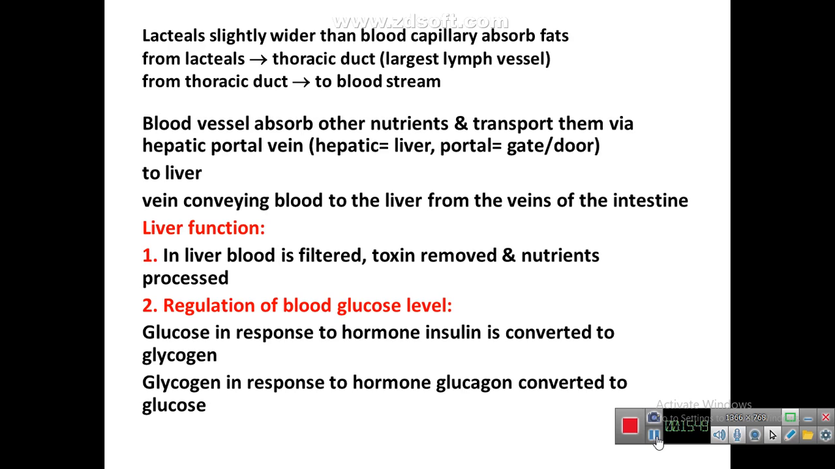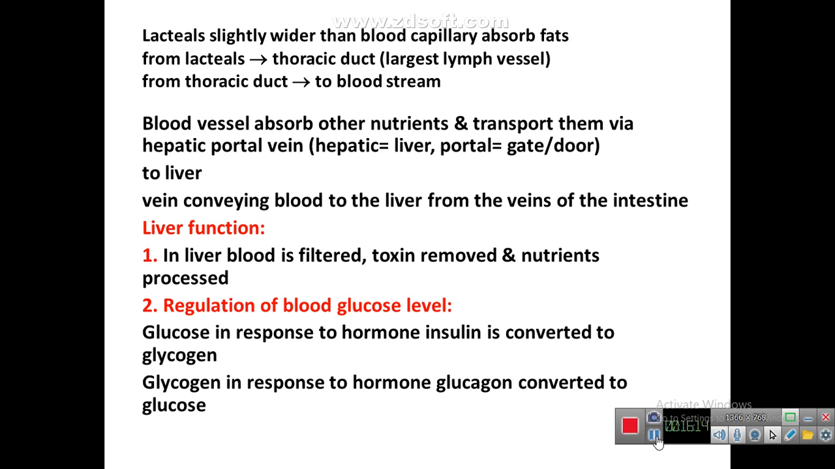As the largest artery is known as the aorta, and the largest vein is known as the vena cava, the largest lymph vessel is known as the thoracic duct. From the thoracic duct, the fat moves into the bloodstream. Blood vessels absorb other nutrients and transport them via the hepatic portal vein to the liver.